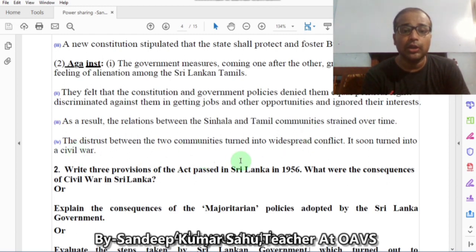The distrust between the two communities turned into widespread conflict. It soon turned into a civil war. So it soon turned into a civil war between both the Sinhala and the Tamil speakers.